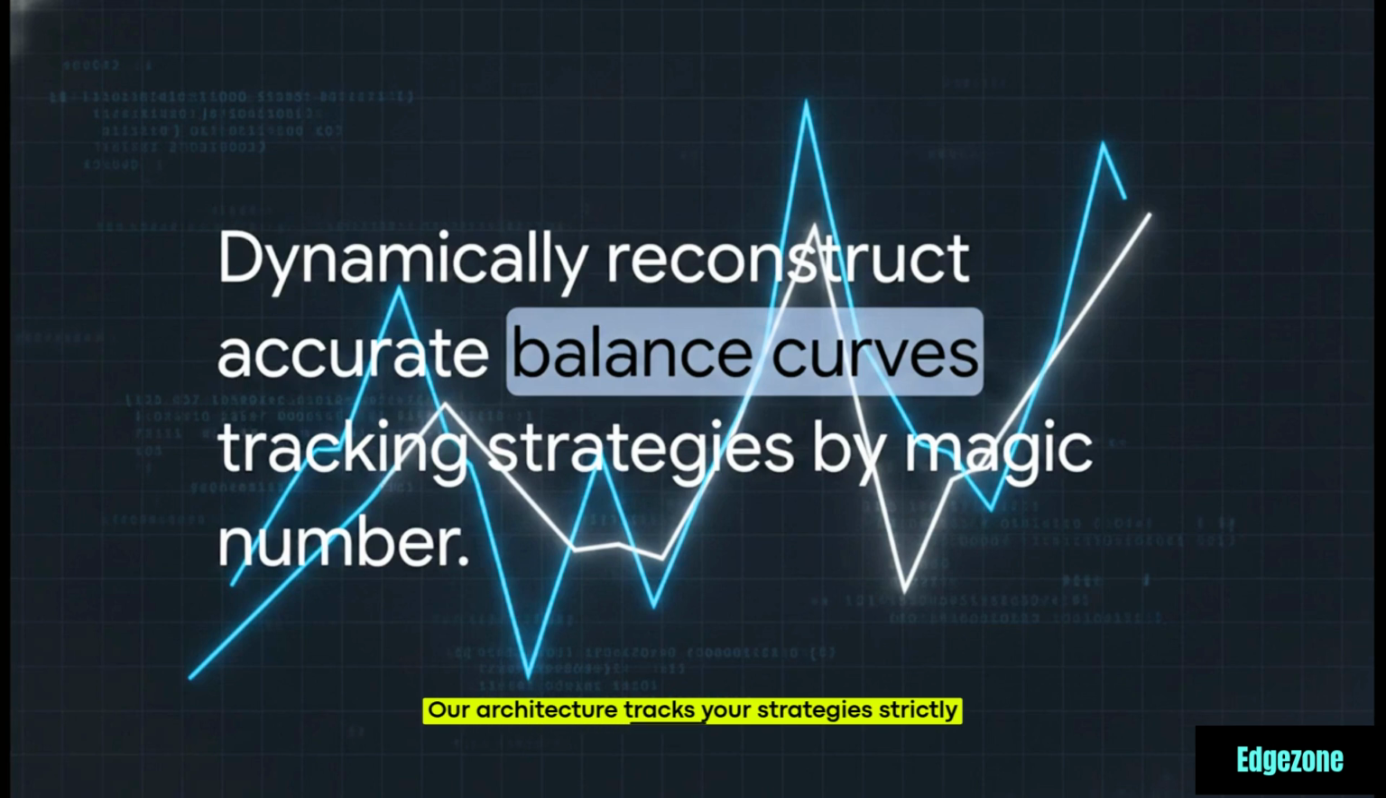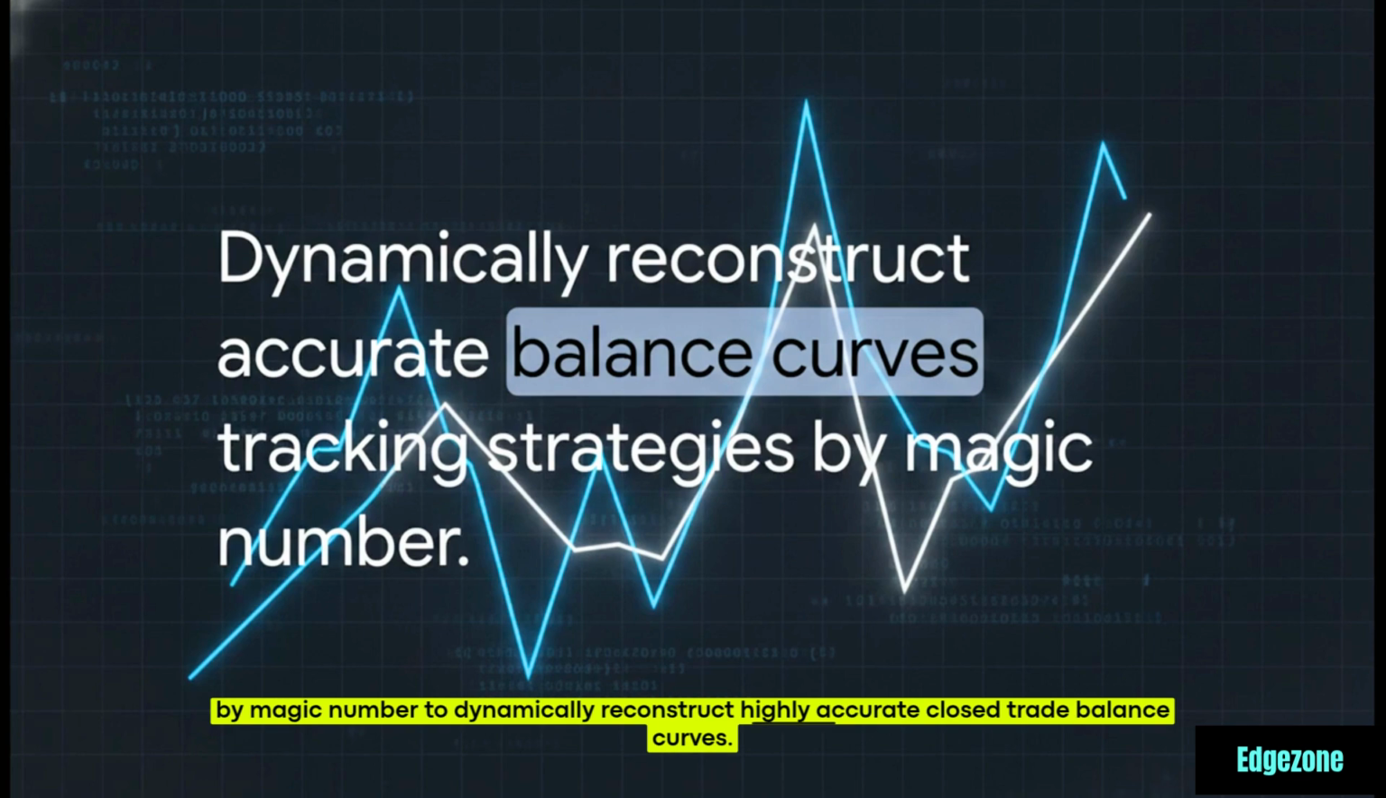Our architecture tracks your strategies strictly by magic number to dynamically reconstruct highly accurate closed trade balance curves. We're not just looking at your account balance. We are isolating the exact genetic performance of strategy A versus strategy B, and we're graphing them side by side, natively, right inside the terminal.